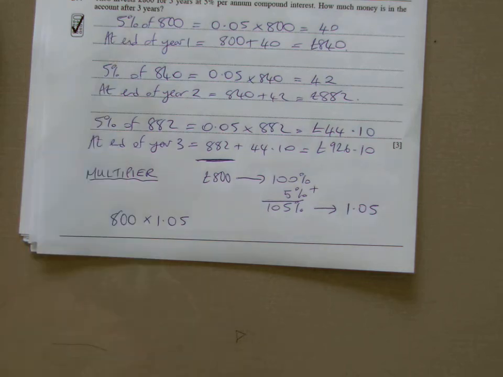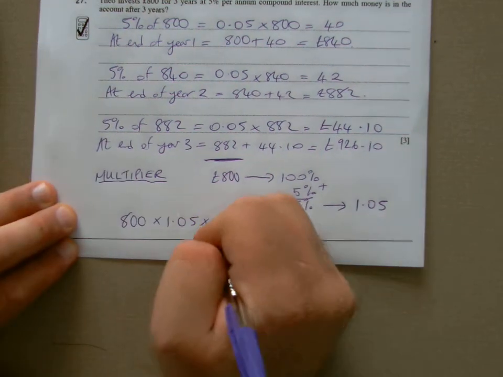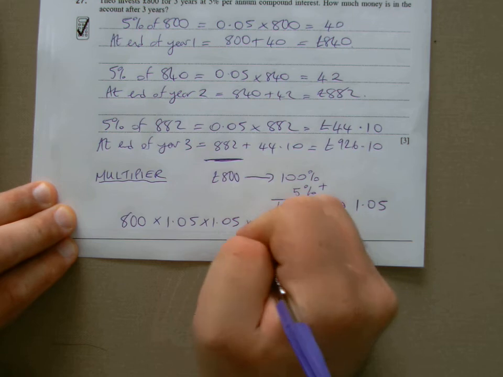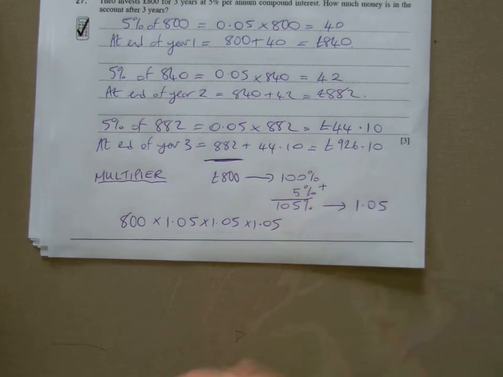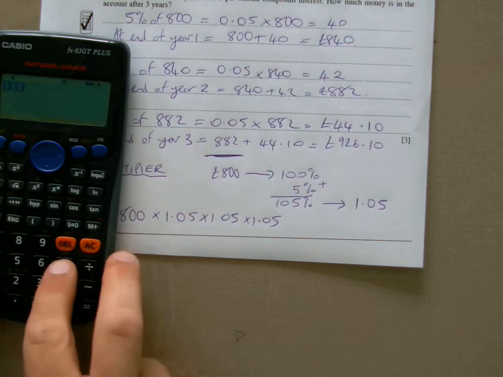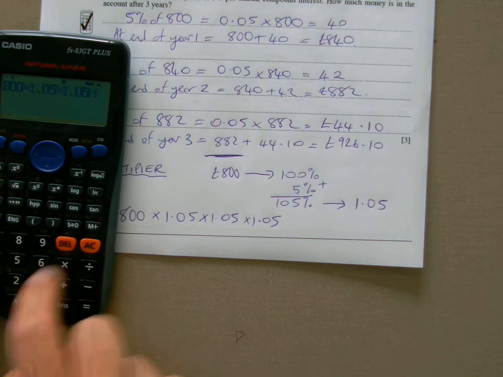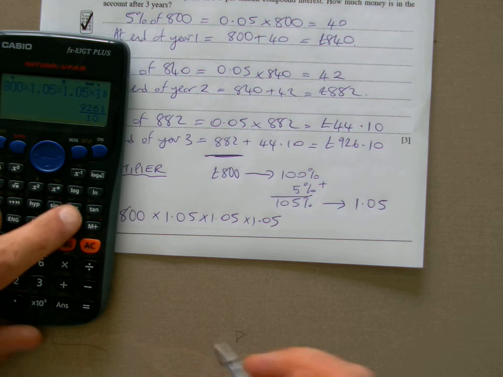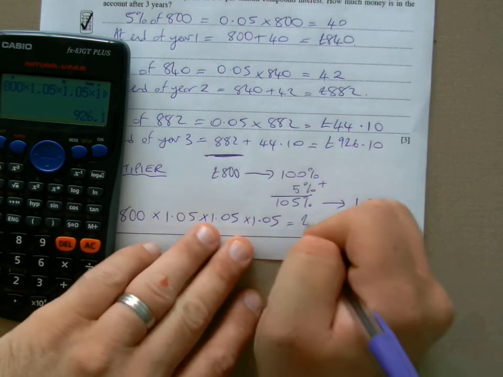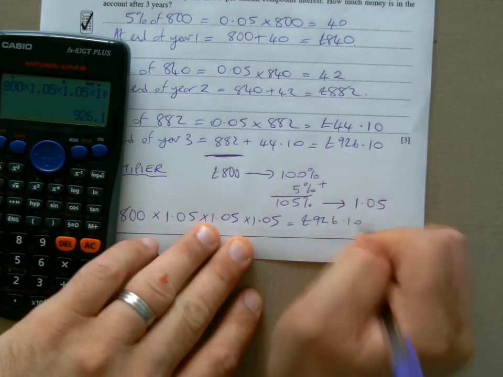So because it was 3 years in the question, I just times it by 1.05 3 times, and if you do that, you will get the answer out. Okay, so let me just check, and notice it comes out straight away for us. So it's much quicker once you've got your multiplier established.